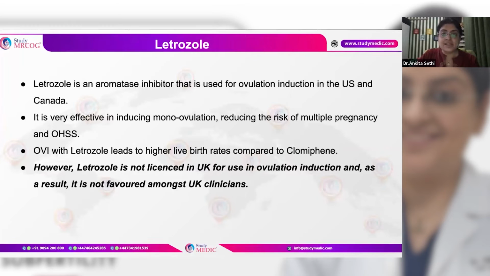Letrozole is an aromatase inhibitor that is used for ovulation induction in the US and Canada. It is very effective in inducing monoovulation, reducing the risk of multiple pregnancy and OHSS. Ovulation induction with letrozole leads to a higher live birth rate compared to clomiphene. However, very important, letrozole is not licensed in the UK for use in ovulation induction and as a result is not favored amongst UK clinicians.